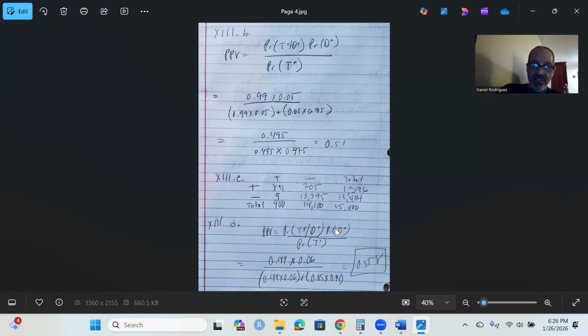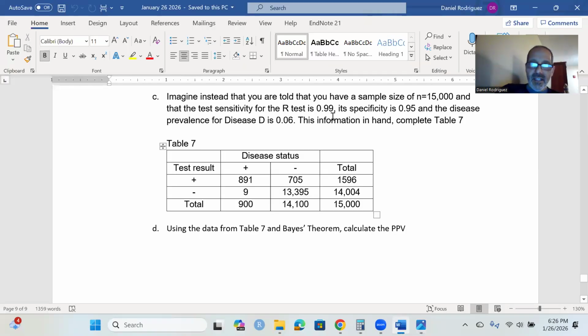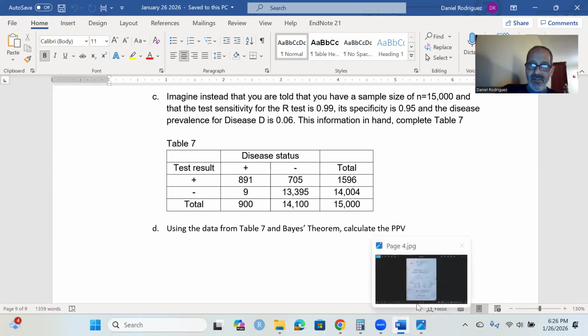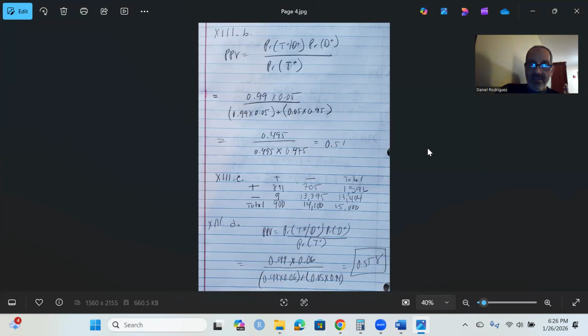Using Bayes' equation, what I need is the prevalence, which is 0.06, the sensitivity, which in this case is 0.99, and the specificity, which is 0.95. I can just plug those into the equation, right? So let's do that here. Increase the size of this.